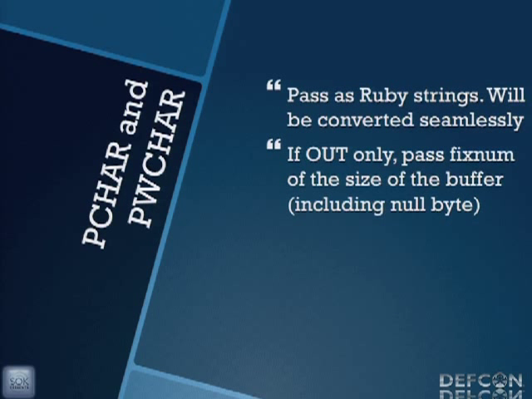Then we have, of course, PCHARs and PWCHARs, which are just pointers to characters and wide characters. Same thing, we pass the data, so we're passing it strings. And again, if it's an out-only parameter, then we pass it the size of the buffer that we want it to occupy. And that includes the null byte. So you have to watch that. You can get off-by-one errors there.